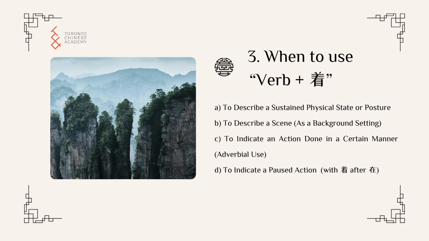The first context is when you are describing a sustained physical state or posture. The second context is when you describe a scene as a background setting. The third context is when you indicate an action done in a certain manner. In other words, the adverbial use. And the last context is when you indicate a paused action. This is when you use the particle 着 after 在.